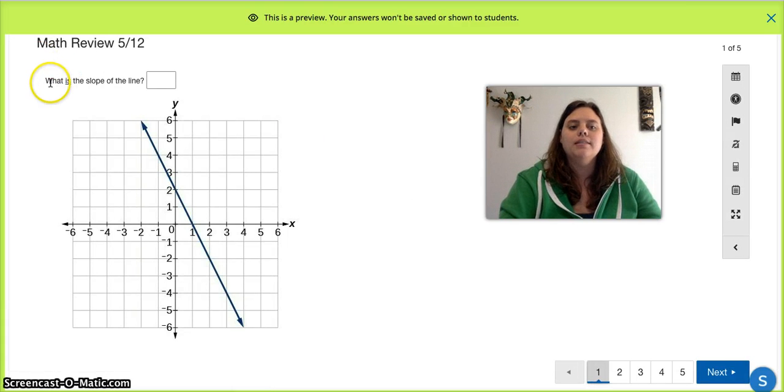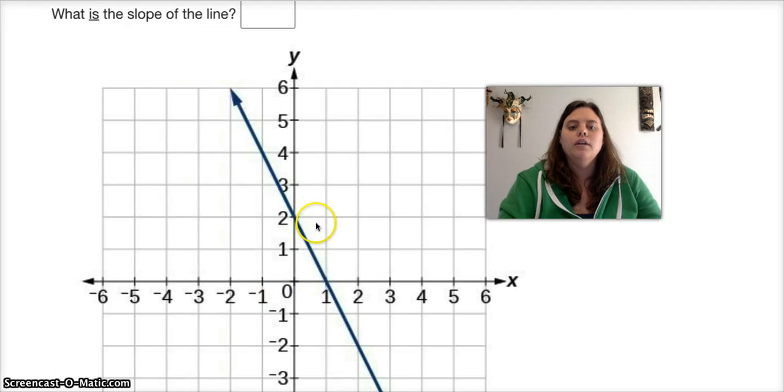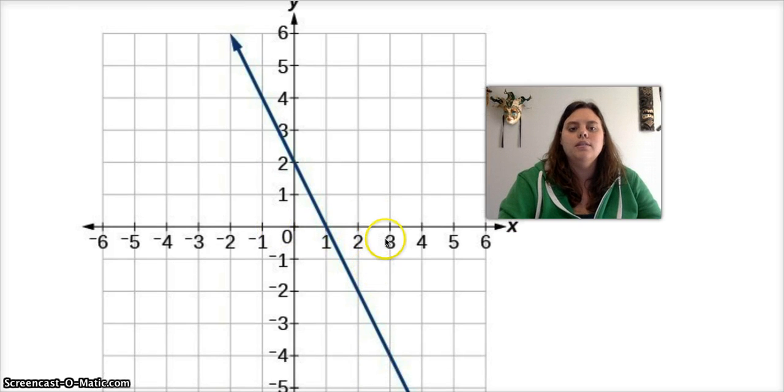Number one is asking what is the slope of the line? Remembering from yesterday, we need to figure out what is the rise and what is the run. In this case, we can see that our slope is negative, so we know we are going to have a negative value. We need to pick out two perfect points to go between, and we have a nice perfect point on the y-axis and another one on the x-axis. That makes it nice and easy because again we can just simply count.